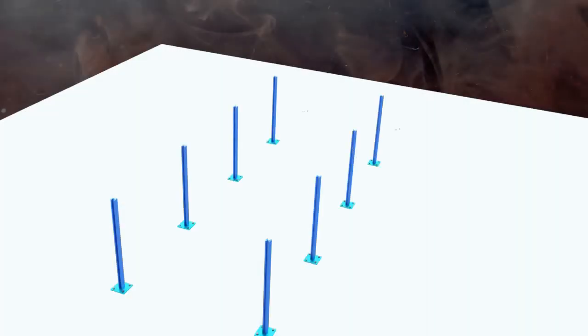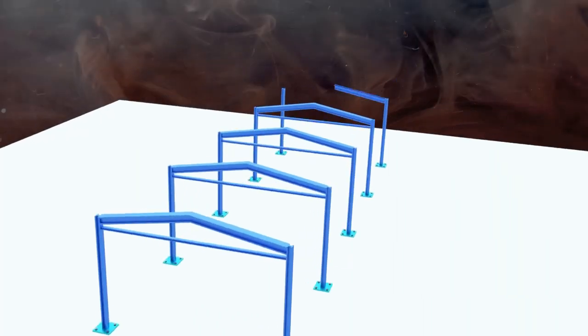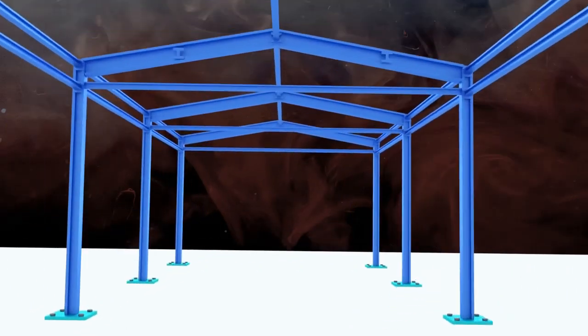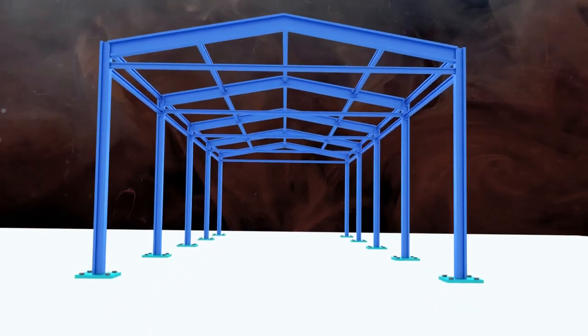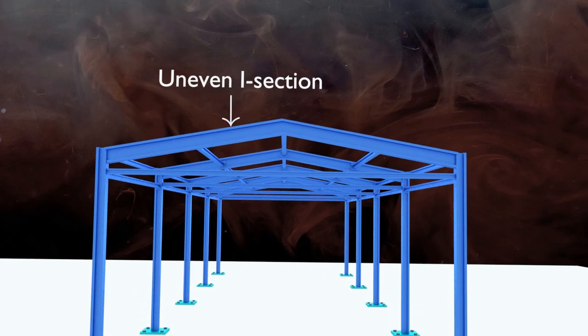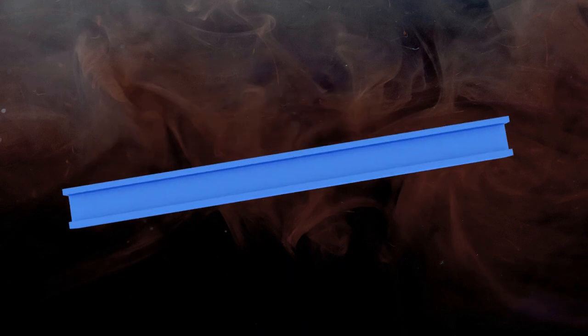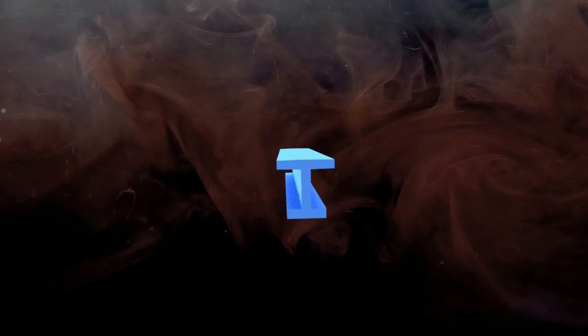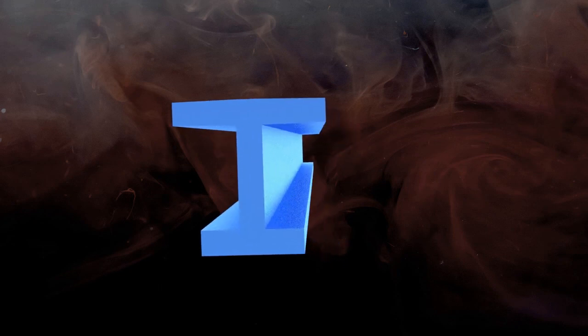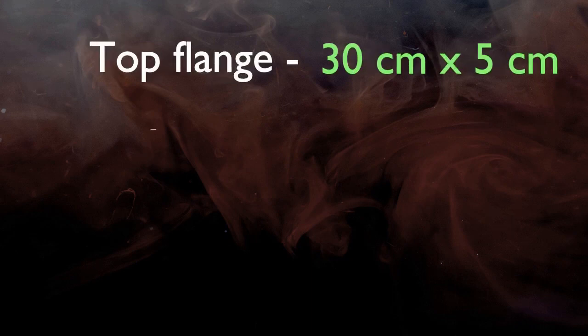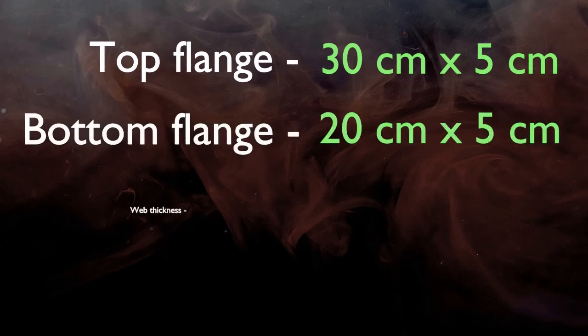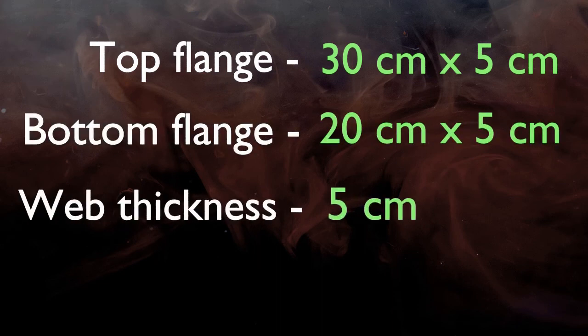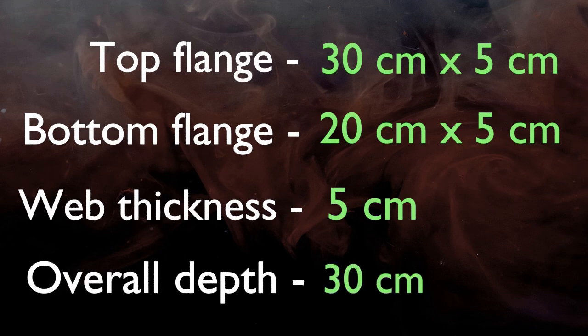Suppose we are designing a warehouse made up of different steel I sections. The top chord or rafter is made up of uneven I sections and we want to find out the centroid of its cross-sectional area. Let's say some of the dimensions of this section are known to us: top flange is 30 cm by 5 cm, bottom flange is 20 cm by 5 cm, web thickness is 5 cm and overall depth is 30 cm.